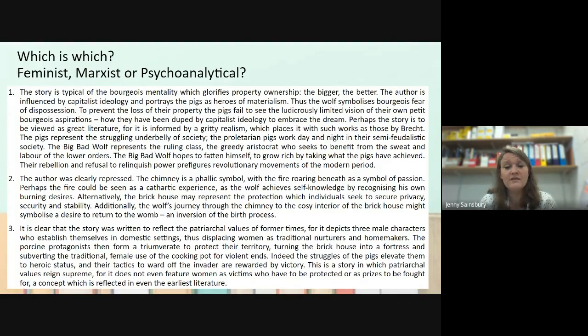Okay. The second one is an example of psychoanalytical theory. We've got the keyword in the first sentence of repressed or repression, but then we've also got other ideas about phallic symbols. We've got ideas about security, desire to return to the womb, and what an individual is sort of desirous of and what they are seeking and how they go about acting on those desires.